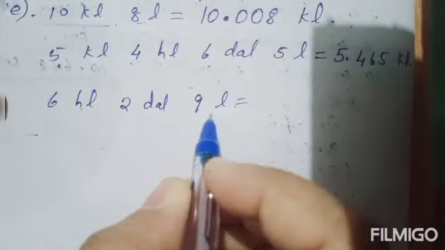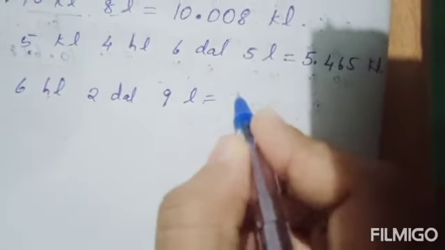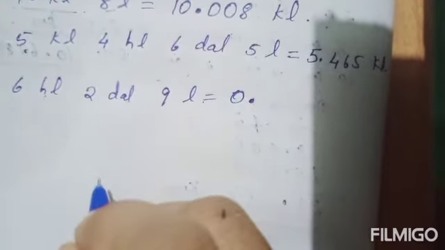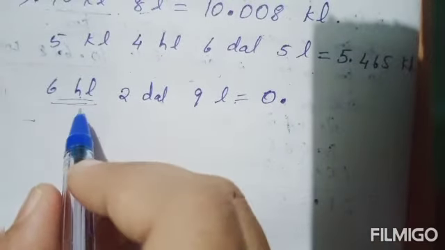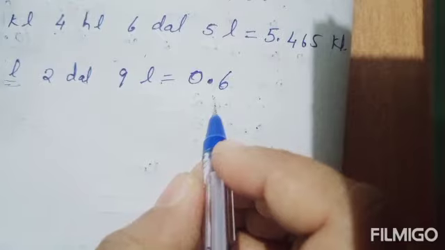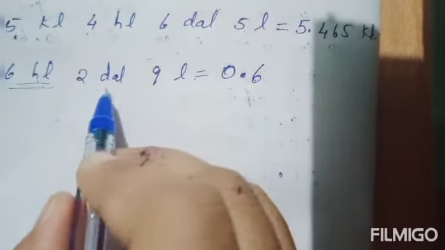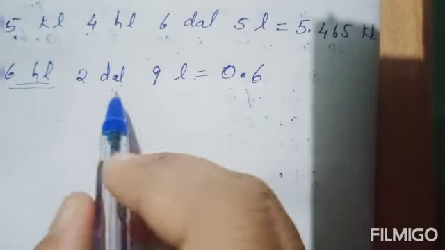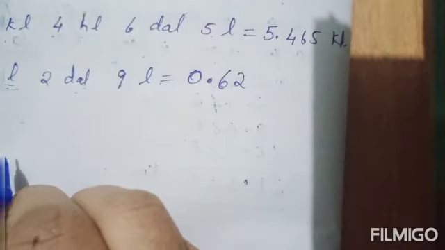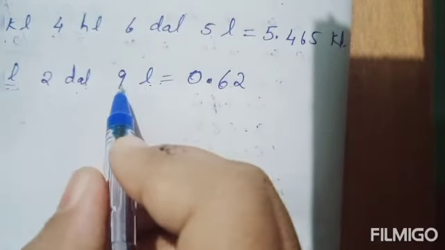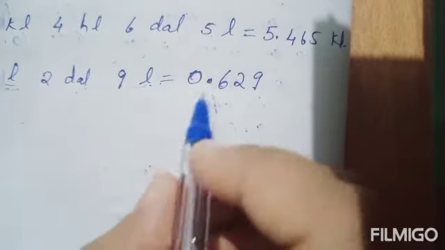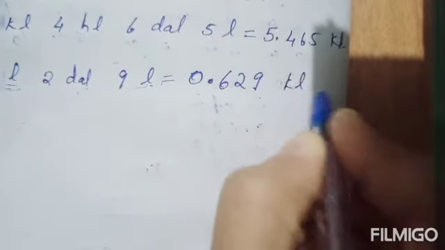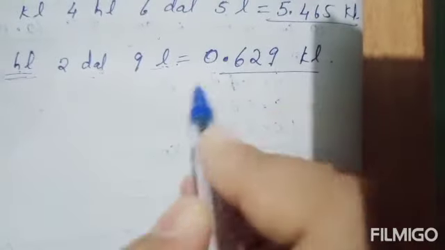So here kiloliter is not given, so before the decimal point it will be 0. Now after the decimal point, the 10th place will be hectoliter, so 6 will come in the 10th place. The 100th place will be decaliter, so 2 in the 100th place. Now the 1000th place will be liter, so 9 in the 1000th place. 0.629 kiloliter.